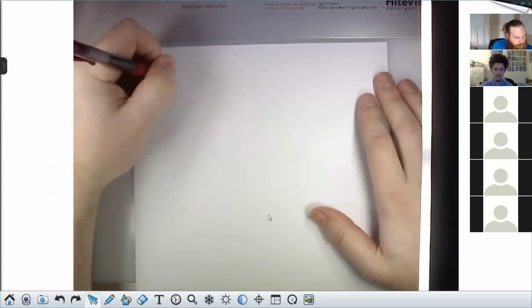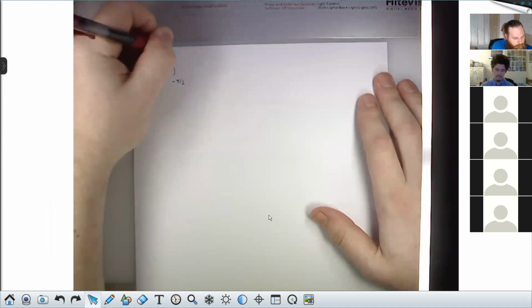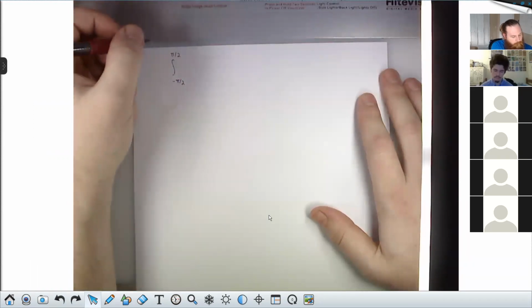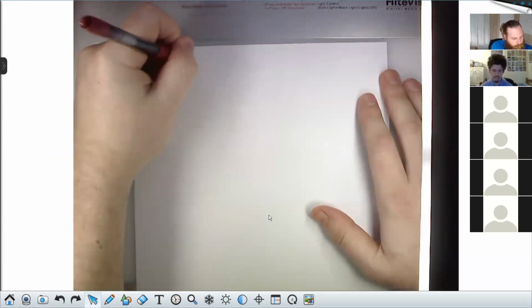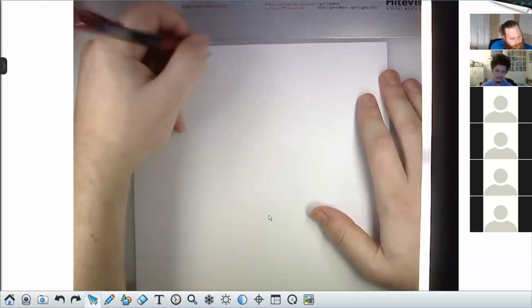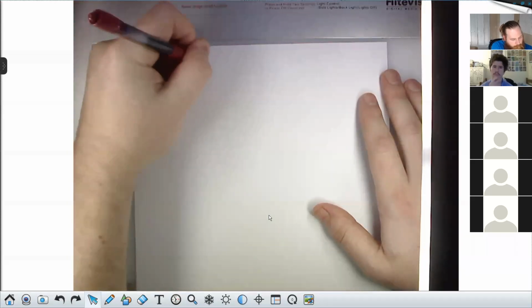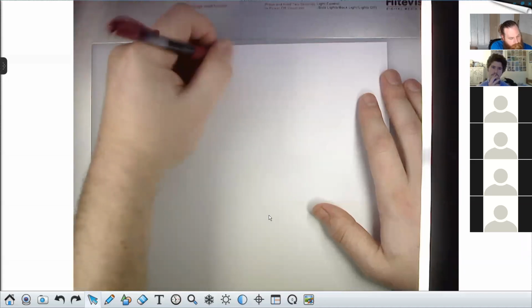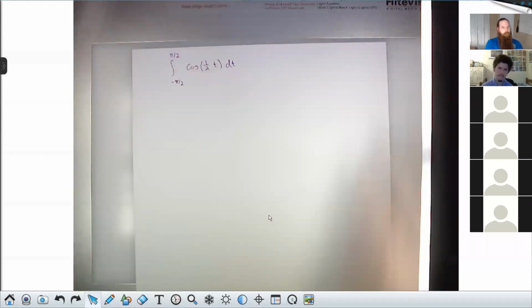How about the integral from negative pi over 2 to positive pi over 2 of the cosine of 1/2 t dt.